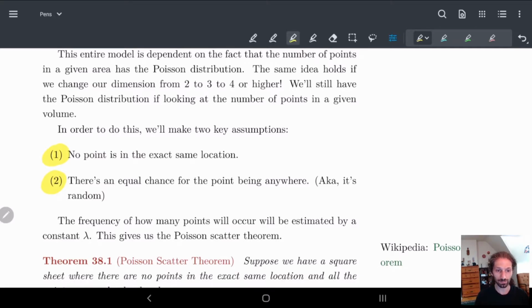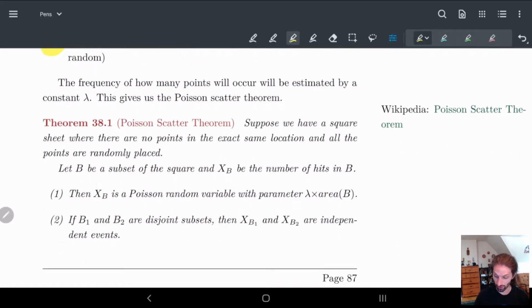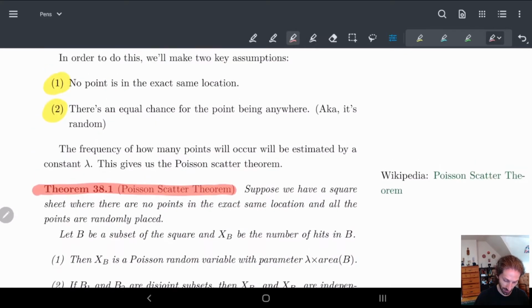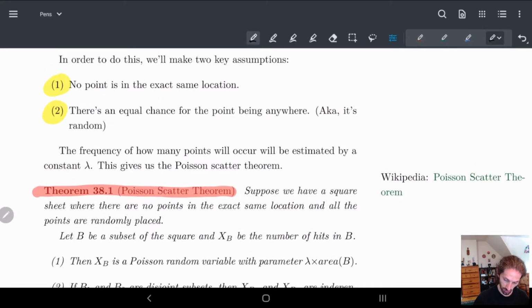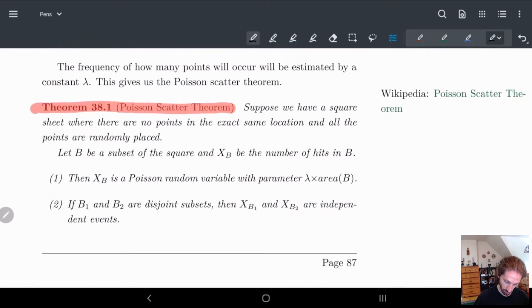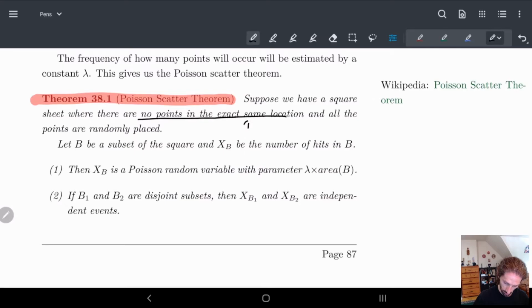Now, this idea, the frequency of how many points will occur, is actually estimated by a constant. And this is what gives us what's called the Poisson scatter theorem, Poisson obviously coming from the fact that this is a Poisson distribution. Here we'll do the 2-dimensional version, which basically says if I have a square sheet, so I'm looking at some square area where there are no points in the exact same location, and all the points are randomly placed, right? This is basically stating my 2 conditions up here. This is 1 and this is 2.